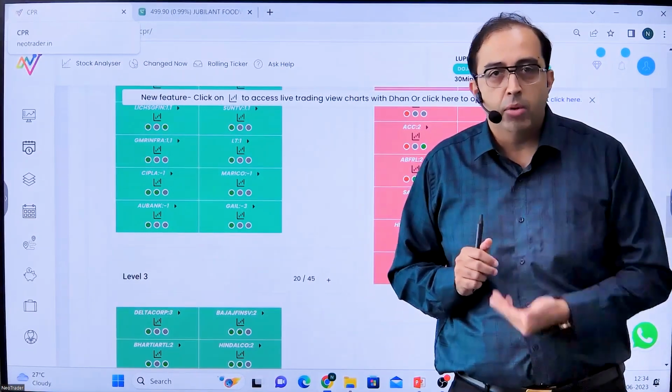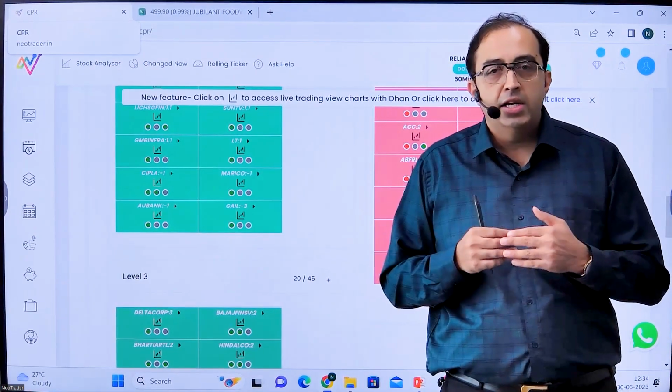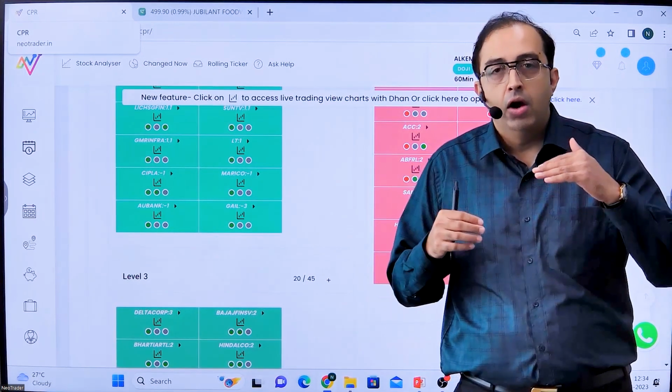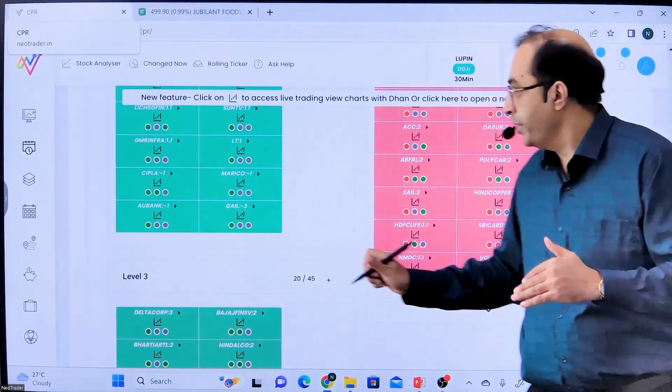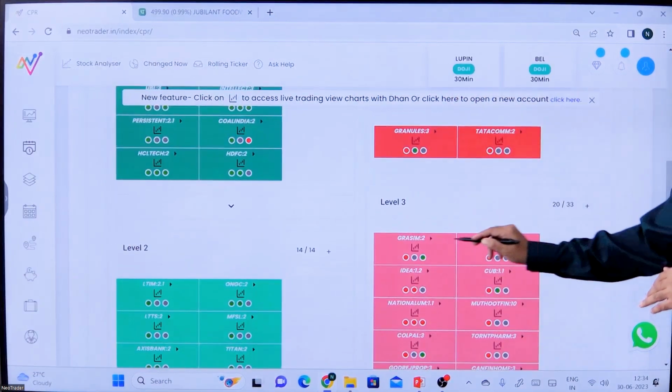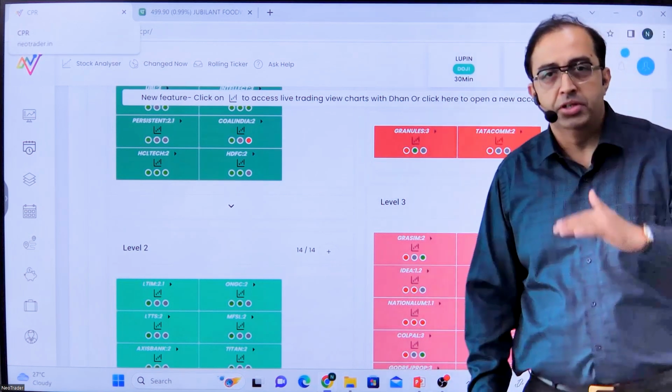Okay, let's start from the bottom. Level 3 are trades that are above the CPR, that are moving above the CPR, on the buy side, if it's a green one. And this is a level 3 sell, so these are stocks which are below the CPR.